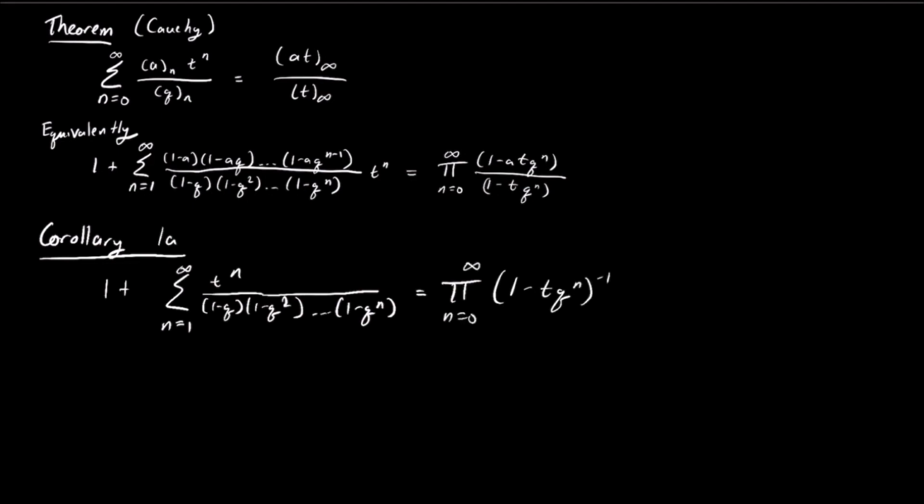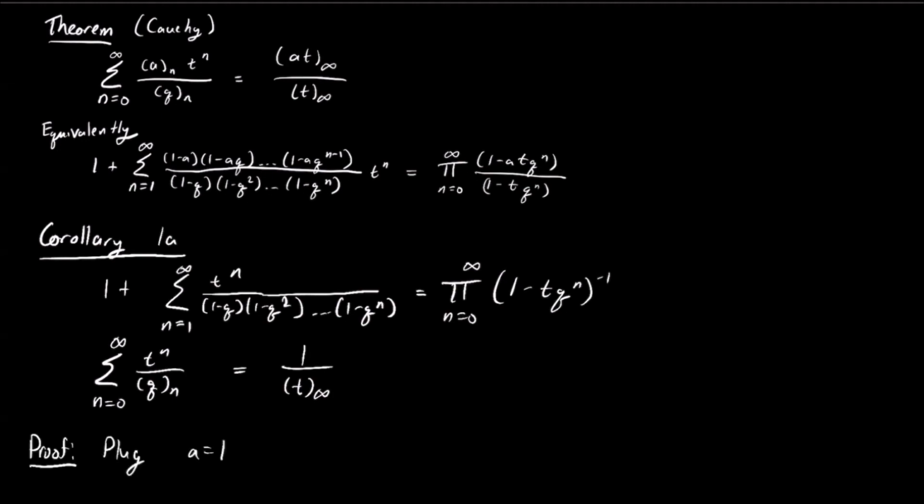And another way of writing this, if we use our q-Pochhammer notation, is to just say the sum of t to the n over q sub n, n goes from 0 to infinity, is equal to 1 over t sub infinity. So it's a rather elegant result if we use our q-Pochhammer notation. The proof is really straightforward. The proof is basically just plug a equal to 0 into the theorem above.